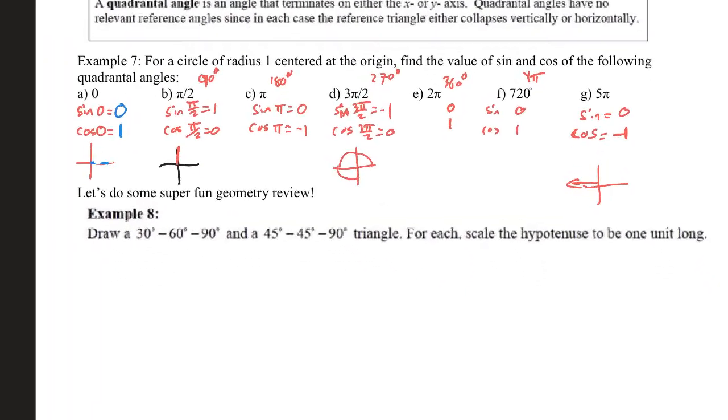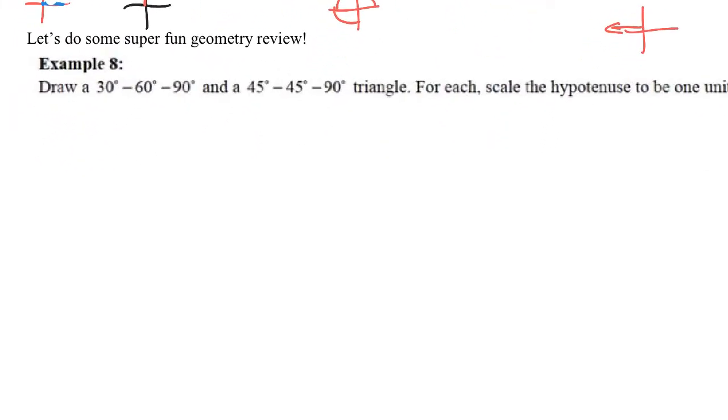Let's do some super fun geometry review. I just did this lesson in geometry a couple weeks ago. Draw a 30, 60, 90 triangle and a 45, 45, 90 triangle. Okay. So let's see, 30, 60, 90. So I need kind of a shorter side, kind of a tall side, and a right angle. So to me, this kind of looks like a 30 and a 60. And then a 45, 45, 90, I need an isosceles right triangle so that these are both 45. If those are 45, then these are the same. Just saying. For each, scale the hypotenuse.